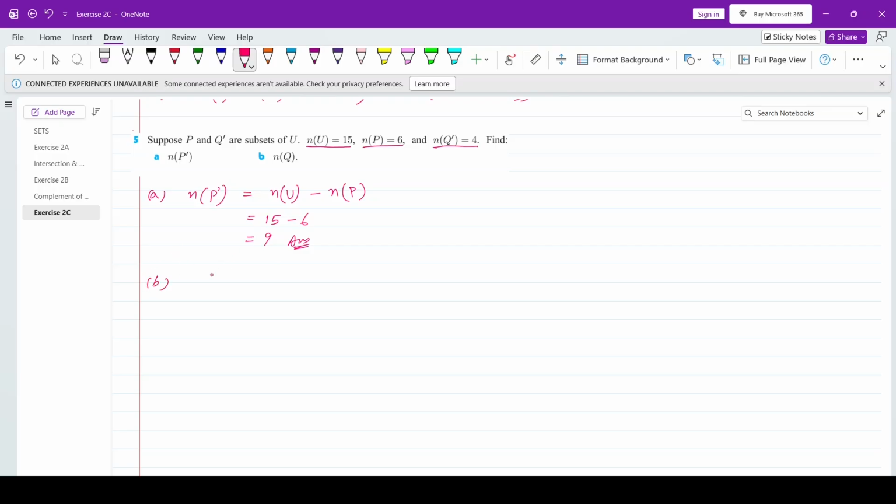Part B says number of elements in Q. So number of elements in Q will be number of elements in the universal set minus number of elements in Q prime. That will be 15 minus 4, that is 11. That's it for this exercise. I'll see you in the next session.